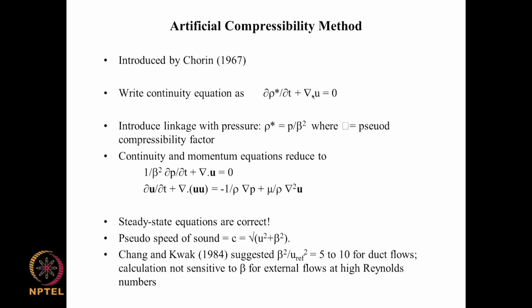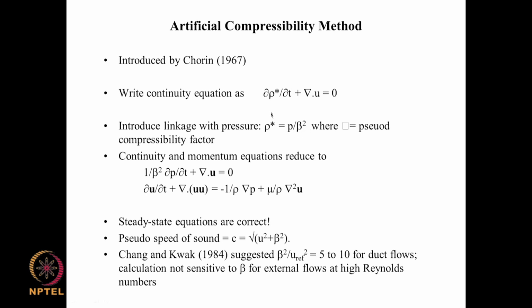You have ∂ρ*/∂t + ∇·u = 0, and you define ρ* as P (pressure) divided by β², where β is the pseudo-compressibility factor. For a given value of β, if you know ρ*, you can get P. So β is a constant.